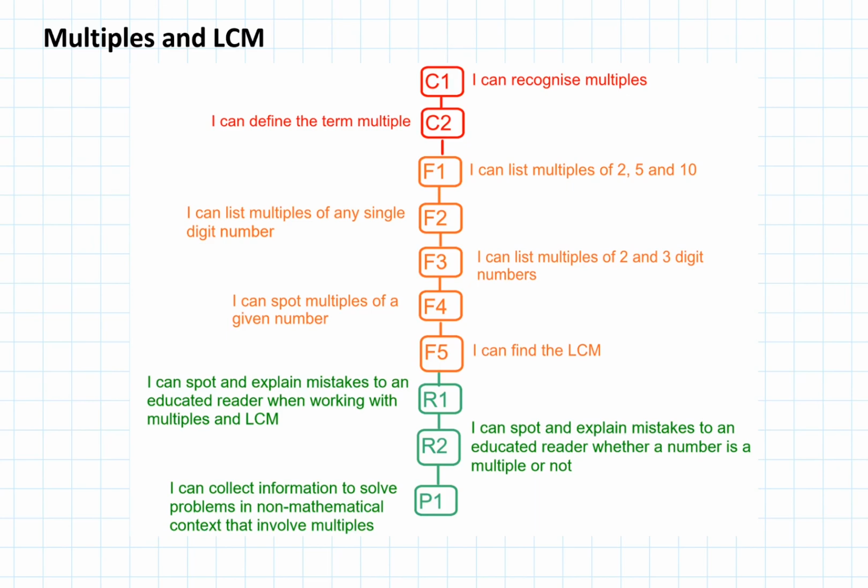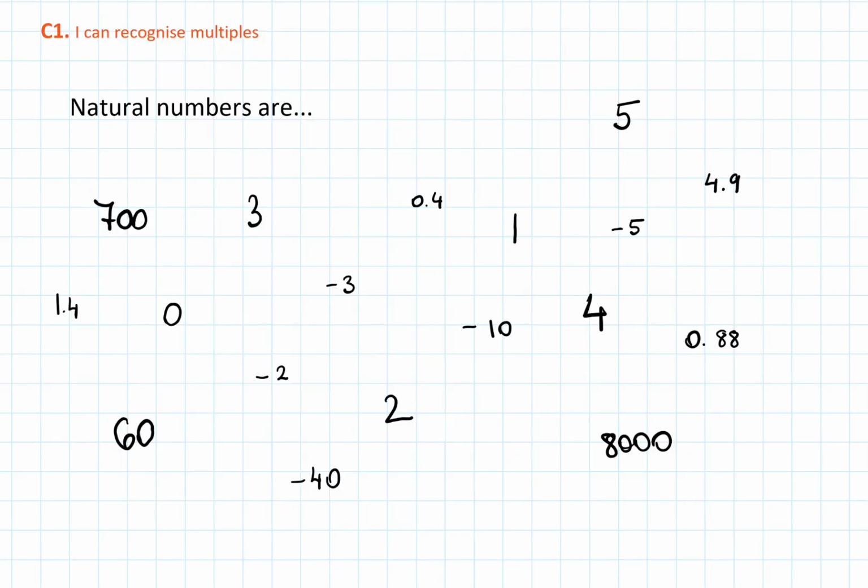In this video, I will talk about multiples and lowest common multiples. The video will cover C1, F1, and F2. Before we discuss what multiples are, let's look at what are natural numbers.